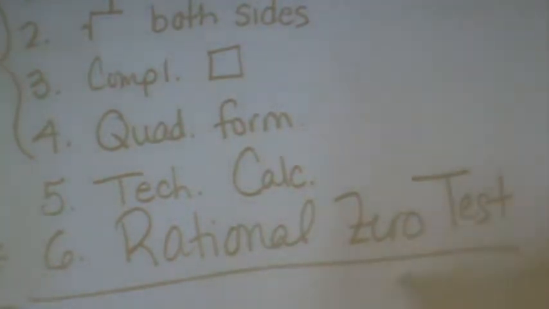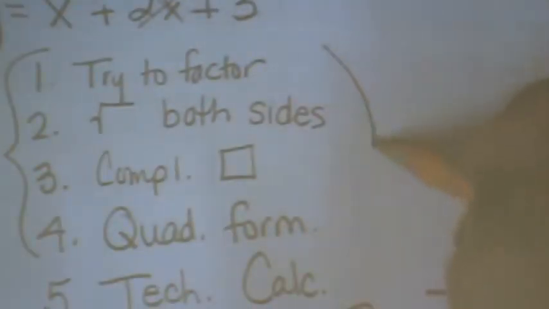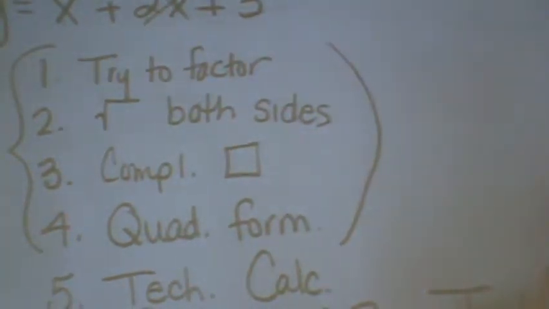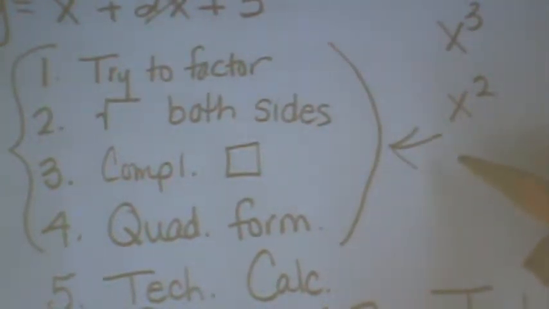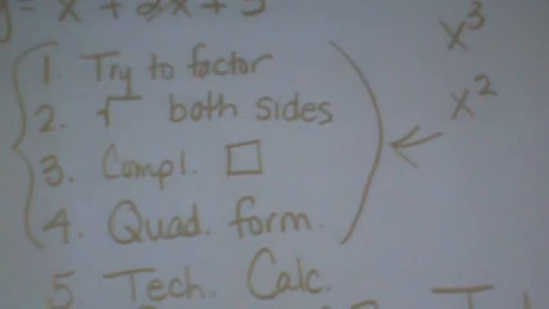And the rational zero test is used in conjunction with these methods. Because what you're going to do is take a problem like x cubed. You're going to find the first zero, like we did yesterday using synthetic division. You're going to break it down to x squared, and then you're going to apply these methods. So, how do you do this? Let's start with problem number 1.